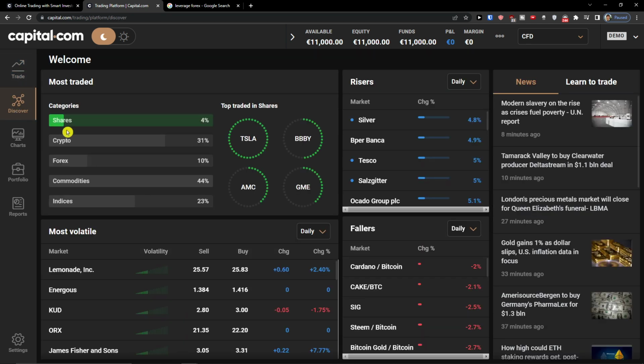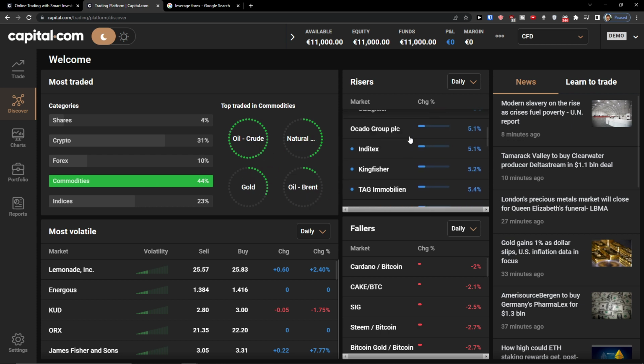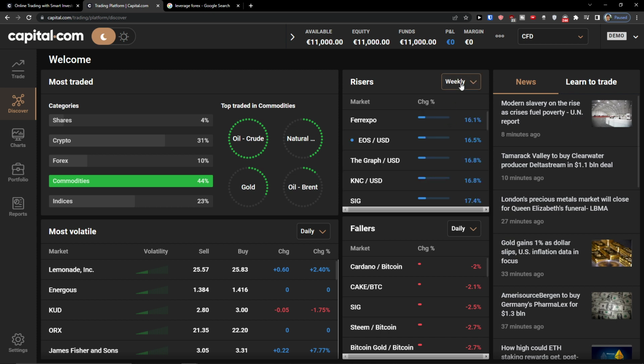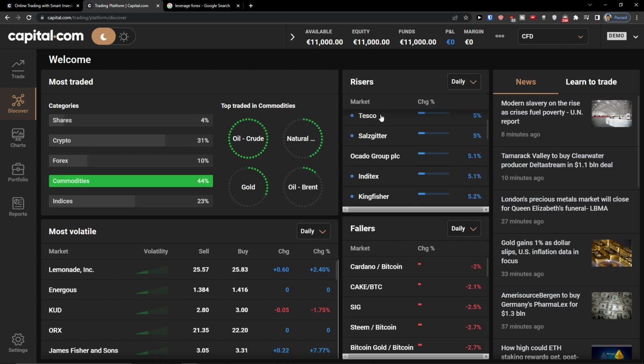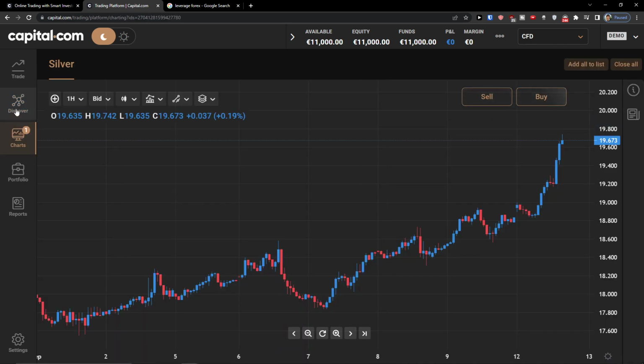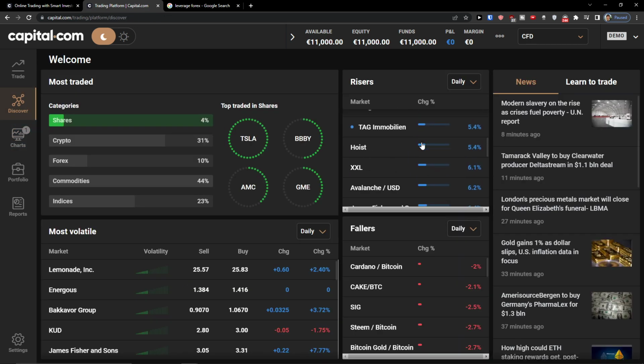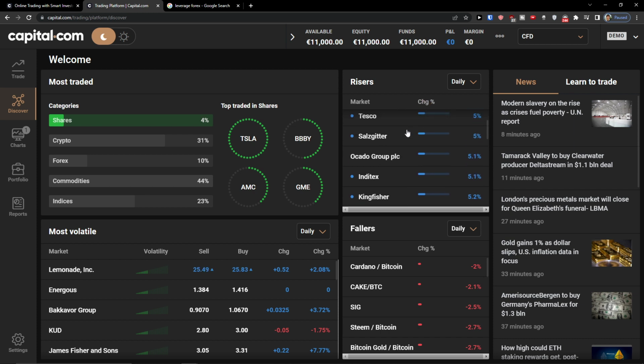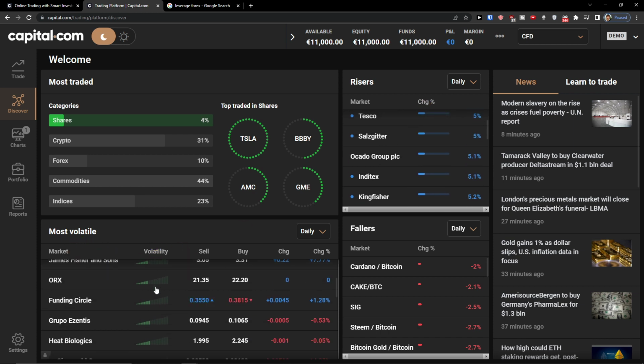But then we're going to have discover, where you can discover the most traded shares, most traded crypto, the pairs here, forex, commodities, right? Oil, gold. Then we're going to have the risers, whether weekly or daily. So we see Tesco, and okay, we have silver, and you can always see the change. Then most volatile, you see the volatility right here.